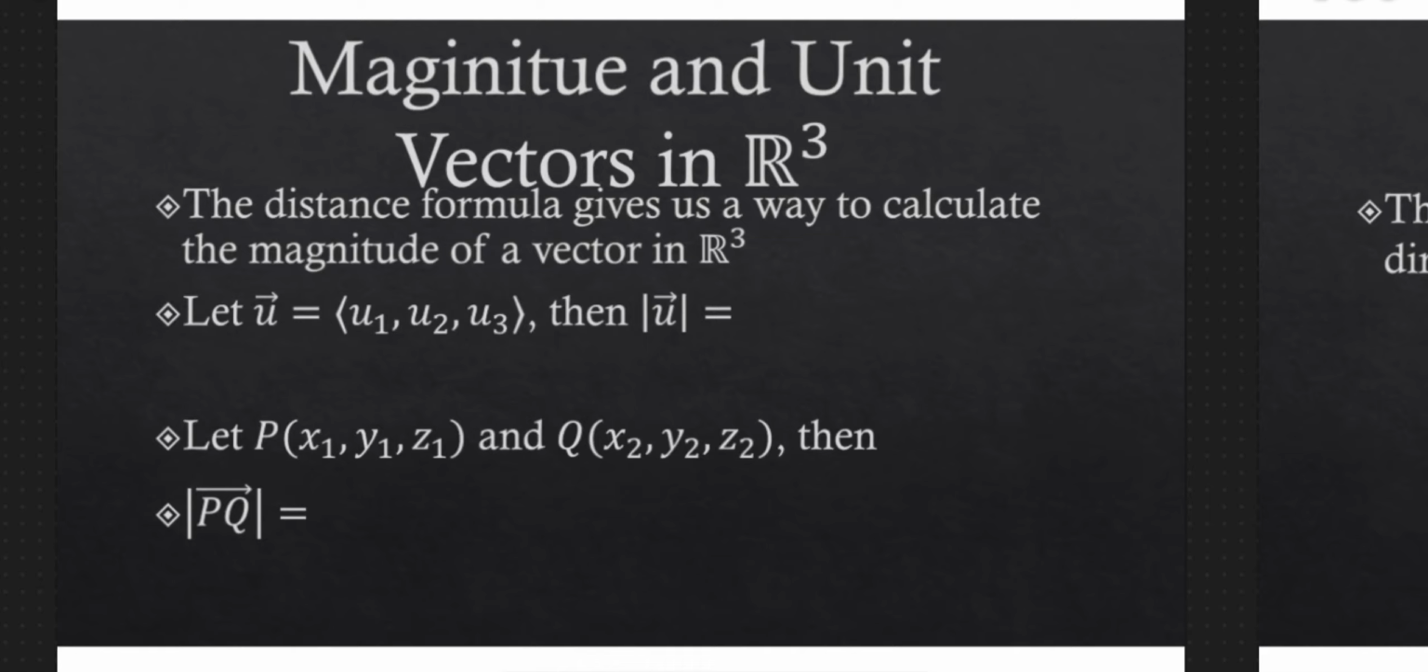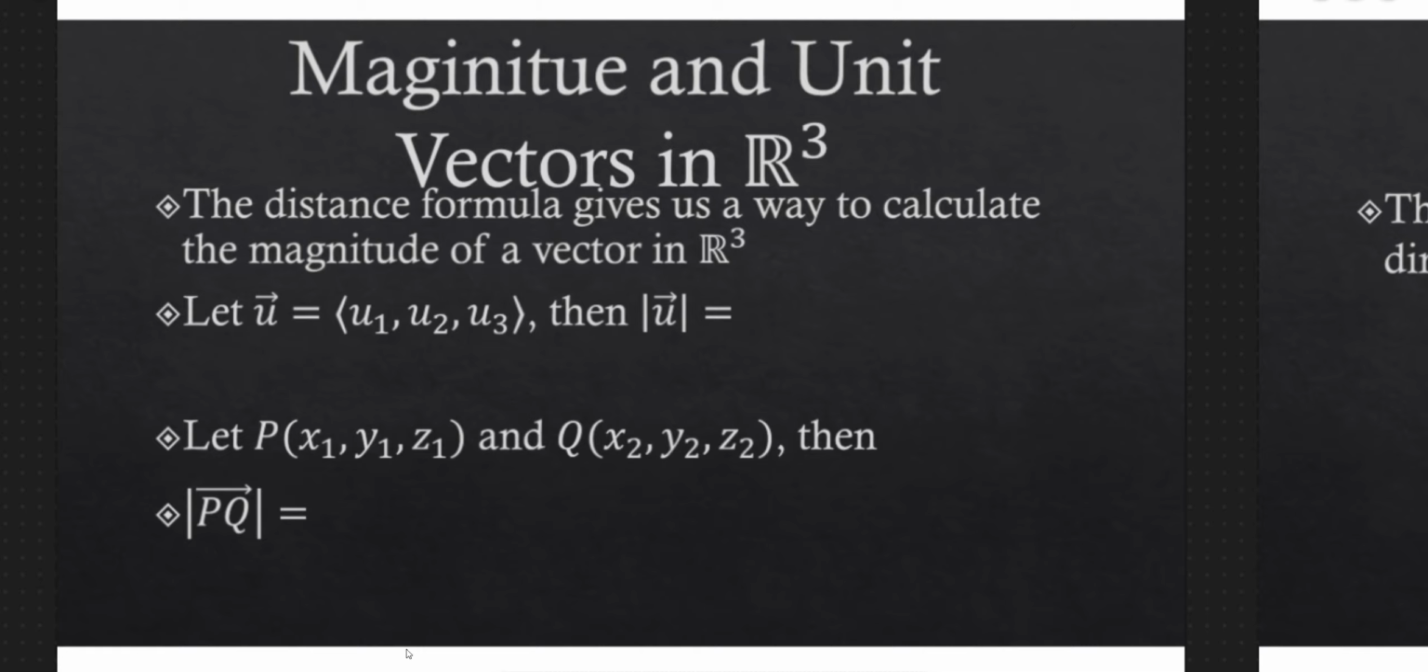Hello and welcome back. In this very last video of the section, we're going to extend the idea of magnitude and unit vectors from R2 to R3. So again, magnitude and direction being the two defining qualities of a vector, we're going to look at how those things work in 3 dimensions.